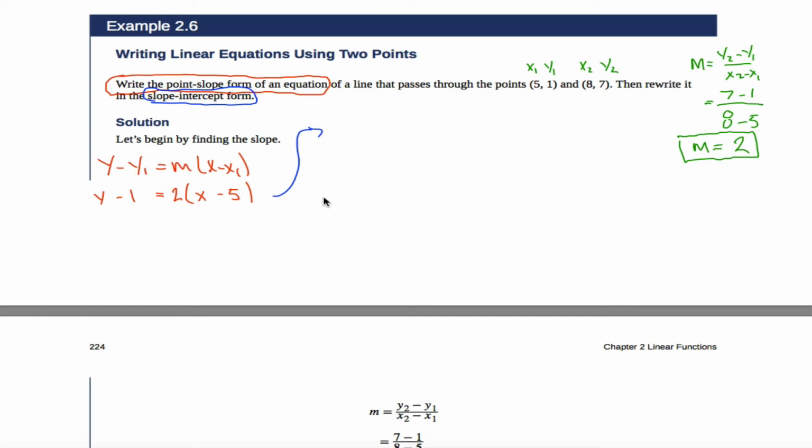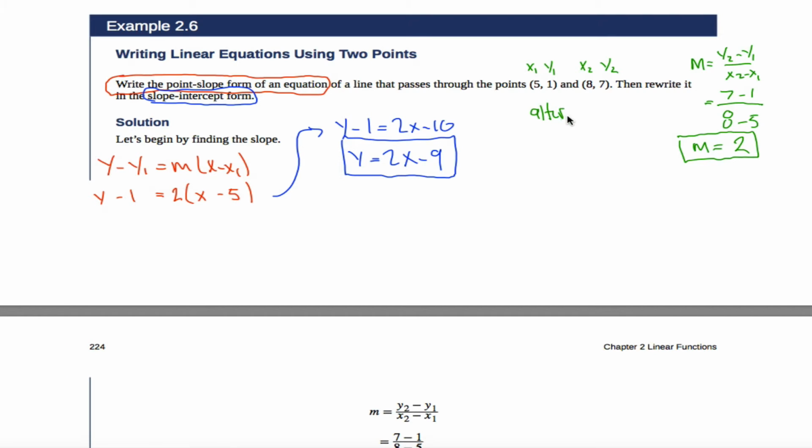Well, y equals mx plus b doesn't have any parentheses, so let's get rid of those parentheses first. Make this 2x minus 10. And then y equals mx plus b has the y all by itself. So let's get the y all by itself. Let's add 1 to both sides of the equation. You get 2x minus 9. This right here is the answer. And this is the method that your book used to solve this answer.